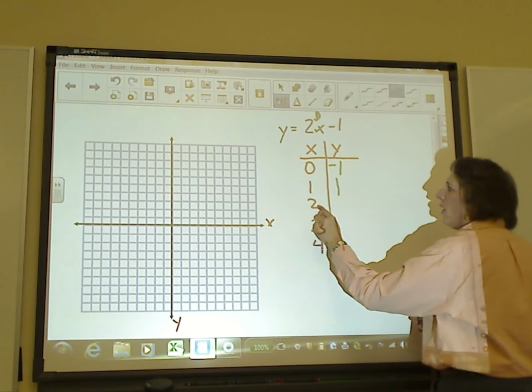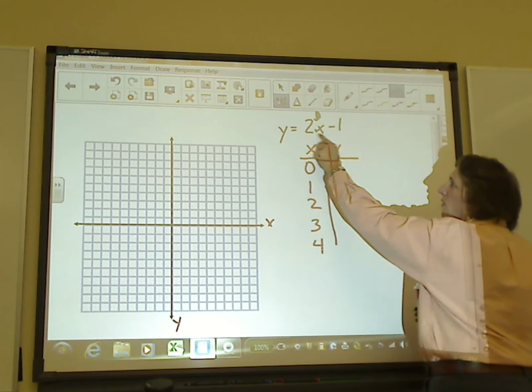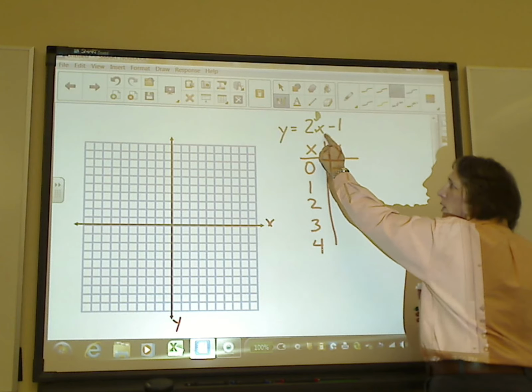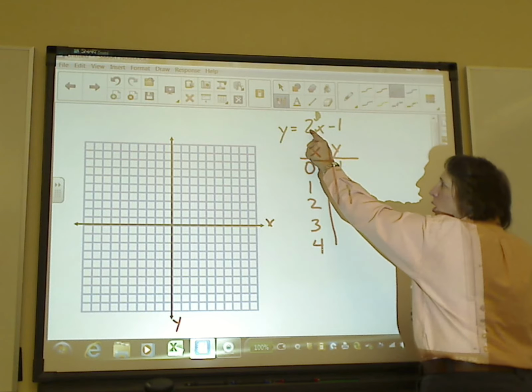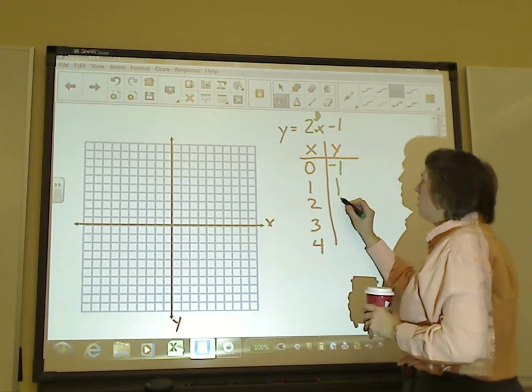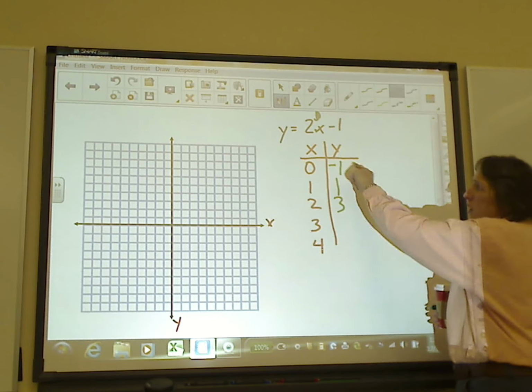Okay, now I'm going to say when x is 2, what is y? I've got to figure out what happens to all of this when x is 2 to find out what y is. 2 times 2 is 4. 4 minus 1 is 3. You should be seeing a pattern here.